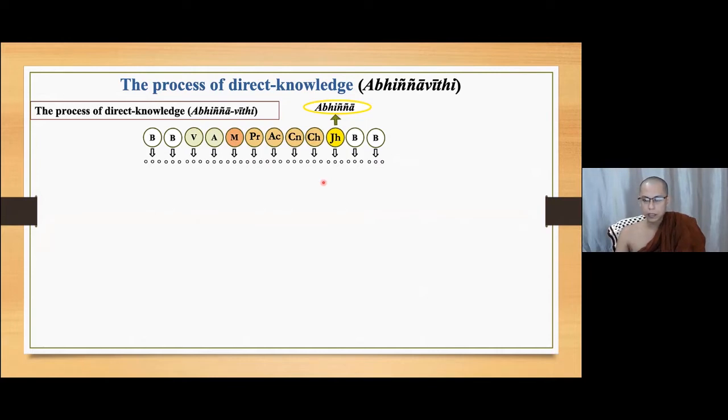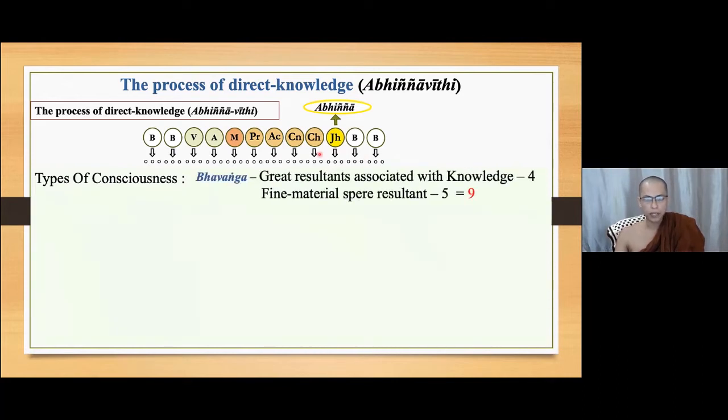Every direct knowledge can be performed. The power of the direct knowledge can be performed by this process. So it is a very powerful process. Let's see what types of consciousness are there. And the bhavanga here can be any of the 9.